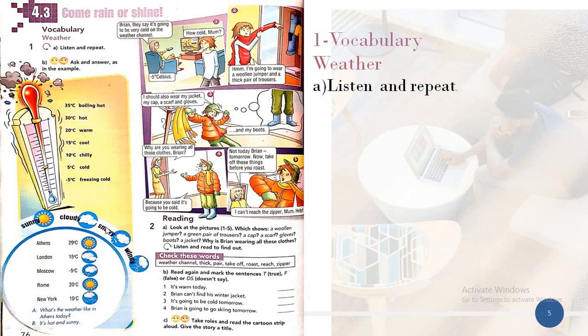Now give me the question, how we ask about London, Moscow and Rome, and give me the answer. Nice. Now let me give you the answer for London, Moscow and Rome. I will keep New York for you to do by yourself.